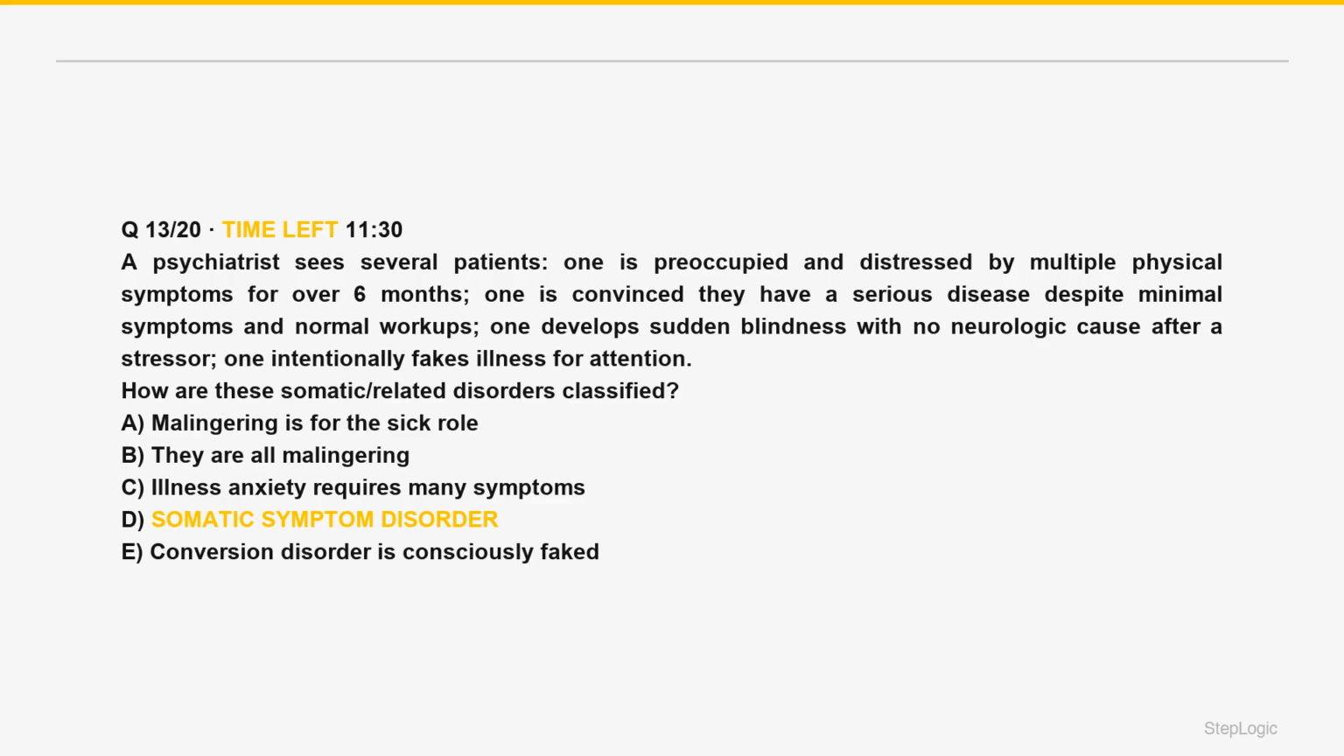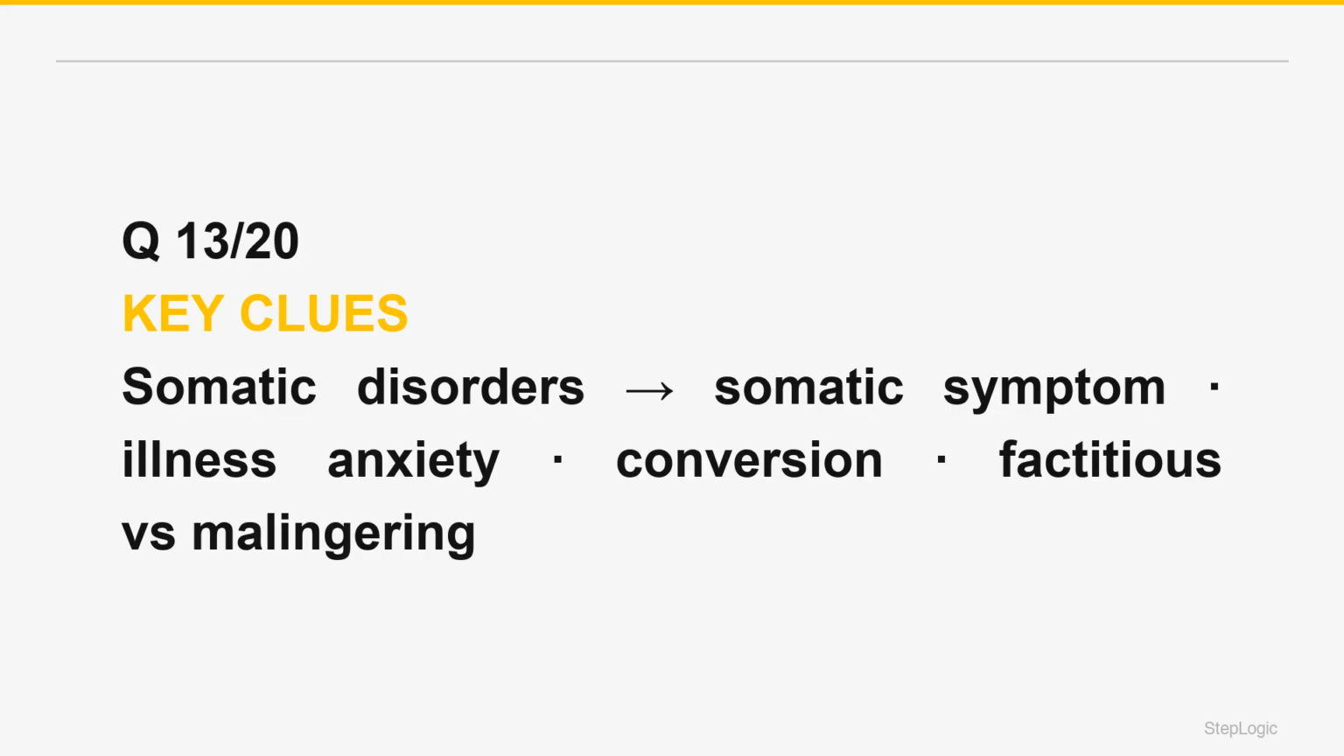Read the command: how are somatic and related disorders classified? Somatic symptom disorder, illness anxiety, conversion, factitious, sick role, versus malingering, external gain. These are the somatic symptom and related disorders, distinguished by whether symptoms are consciously produced and the underlying motivation. Somatic symptom disorder: one or more real, distressing physical symptoms accompanied by excessive thoughts, anxiety, and behaviors about them, persisting typically at least 6 months. The symptoms are not intentionally produced.